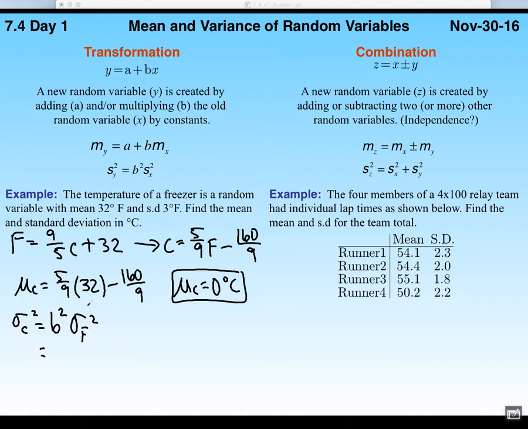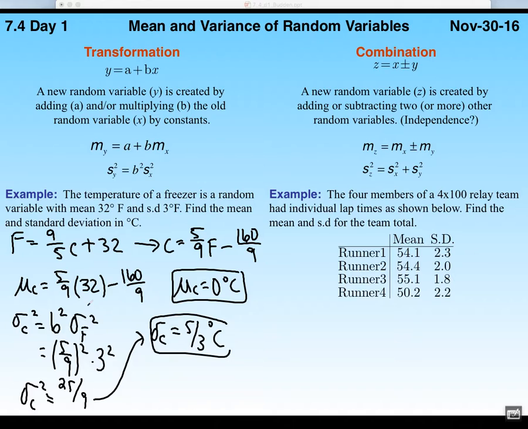The 5/9 does. So you take the 5/9, you square it, and then I gave you a standard deviation of 3, so you have to square that to get variance. That means that the variance in Celsius is 25 over 9. When I square root that, I get the standard deviation in Celsius to be 5/3. Not too bad. Could be worse. Okay, good.